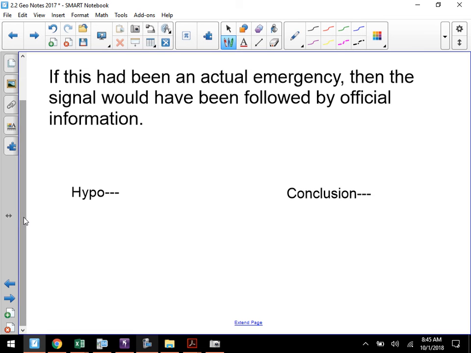You've all heard this: "If this had been an actual emergency, the signal would have been followed by official information." You know, when they do the air raid sirens tomorrow at 10 o'clock. This is about treating words. What part is the hypothesis of that statement? Yeah, if it was an emergency, and then the conclusion would be what would happen.